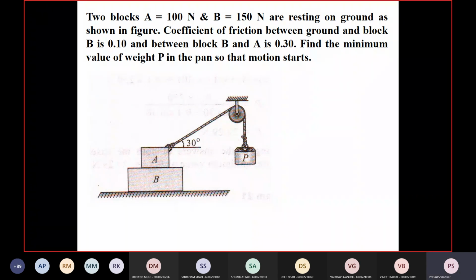Okay. Next question. Two blocks, A of 100 newtons and B of 150 newtons, are resting on the ground as shown in the figure. The coefficient of friction between the ground and block B is 0.1, and between block B and A is 0.3. Find the minimum value of weight P so that the motion starts or the motion is impending.